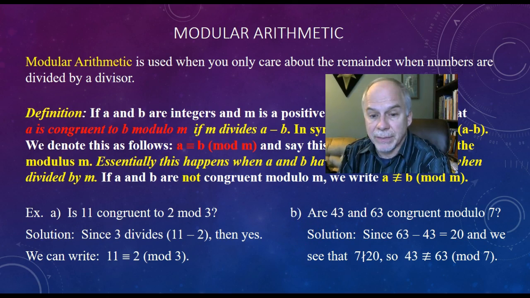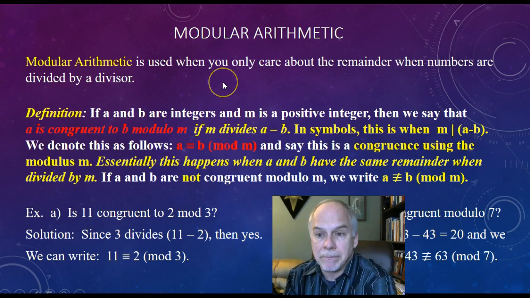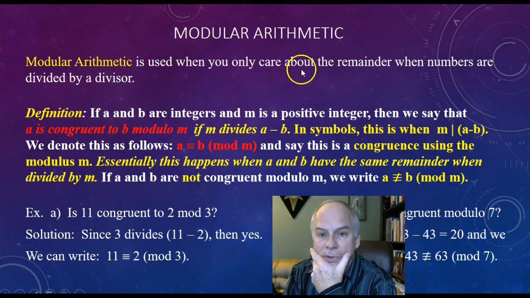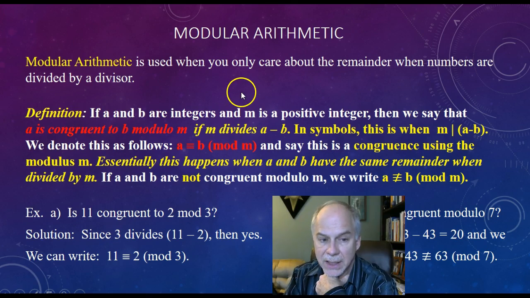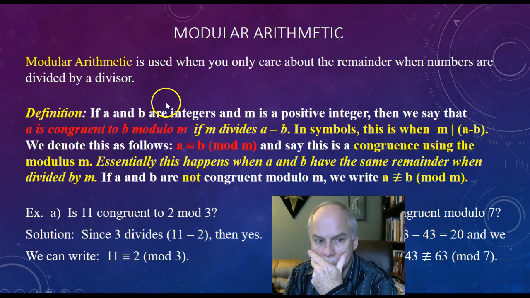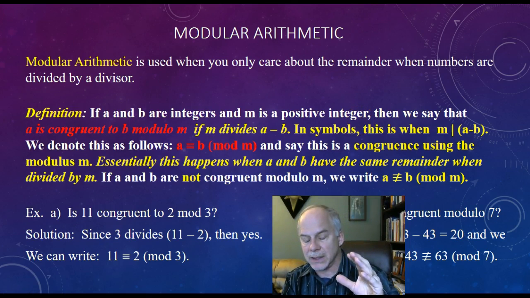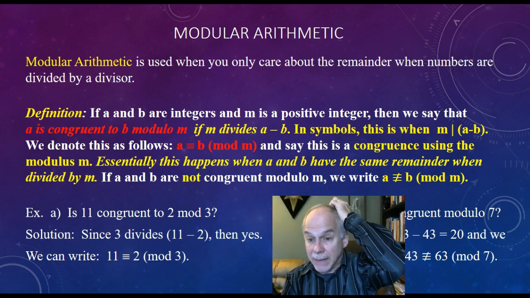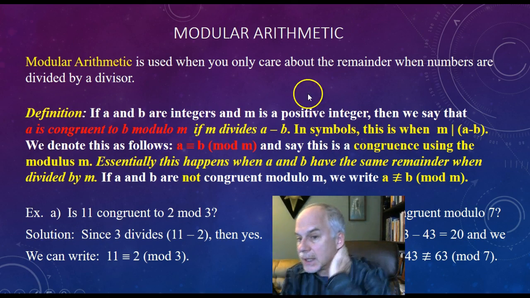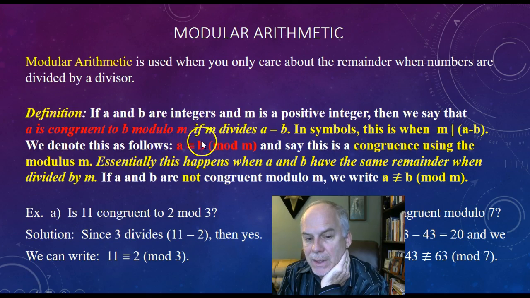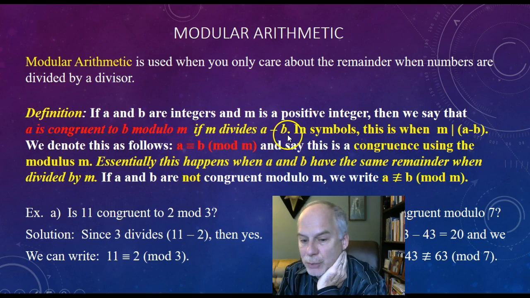Now, modular arithmetic is related to this. It's used when you only care about the remainder when numbers are divided by the divisor. Okay? So, if a and b are integers and m is a positive integer, so now m is kind of what you're dividing by. So m is what you're dividing by. Then we say that a is congruent to b modulo m if m divides a minus b.